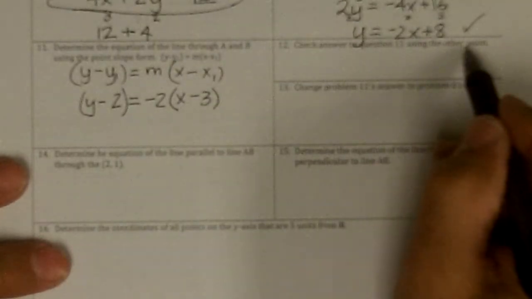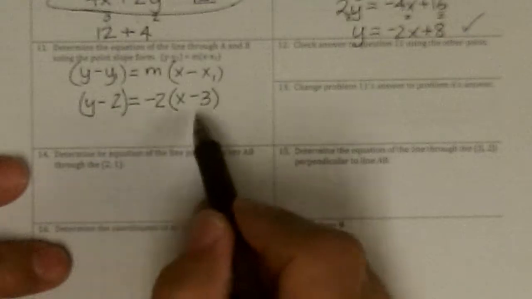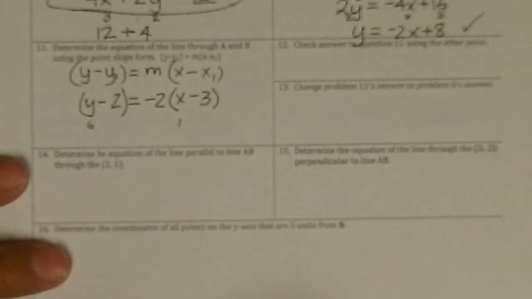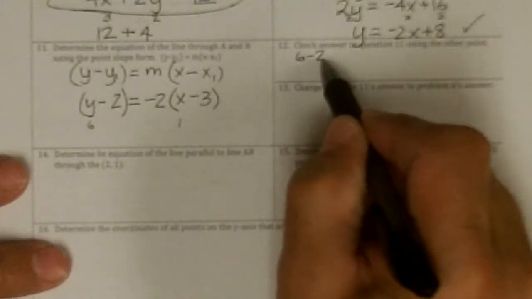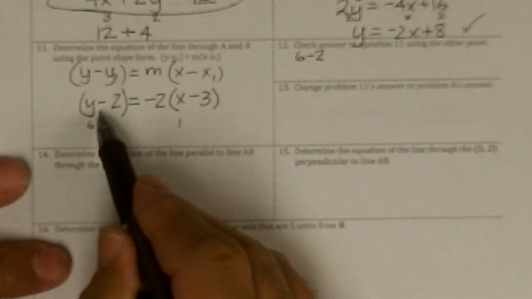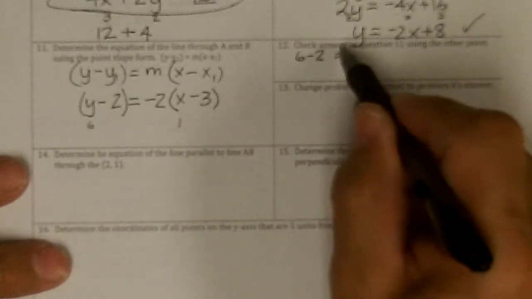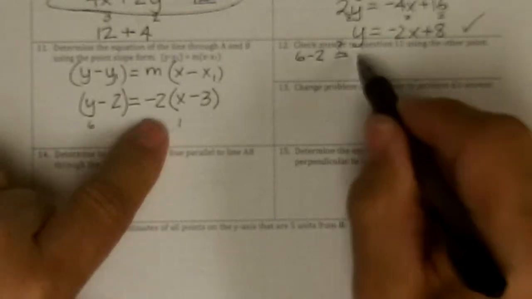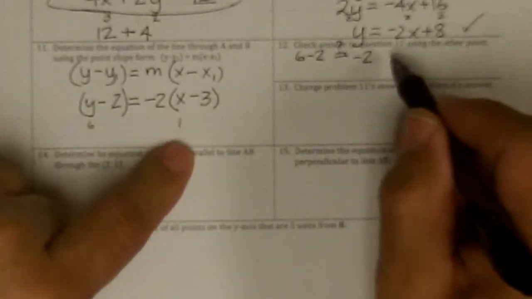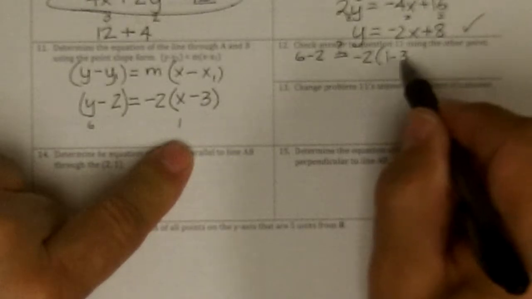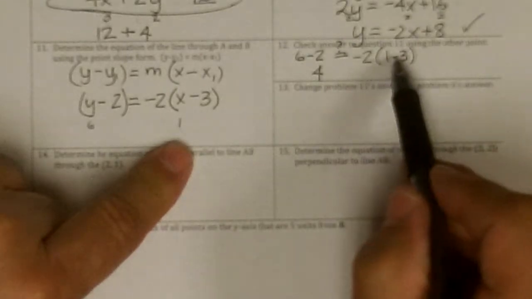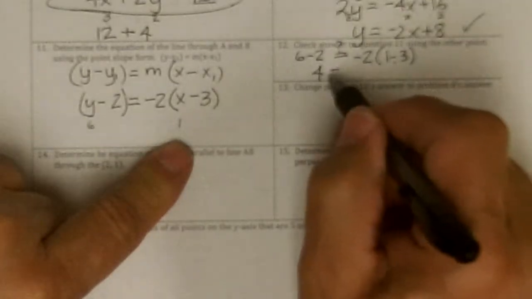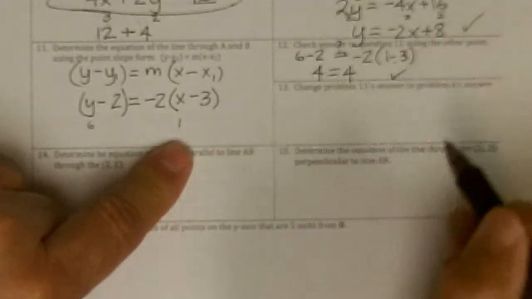Check your answer using the other point. The other point was 1 for x and 6 for y. So we'd have 6 minus 2 on the left side. On the right side, we're trying to check and make sure that these are equal. We'd have a minus 2, and we're replacing the x with a 1, times 1 minus 3. 6 minus 2 is 4. 1 minus 3 is negative 2, times negative 2 is also 4, so it checks.